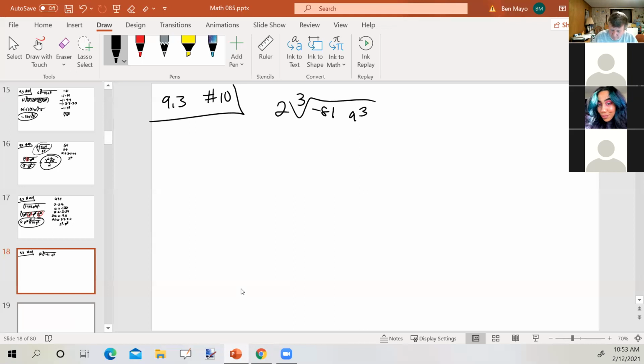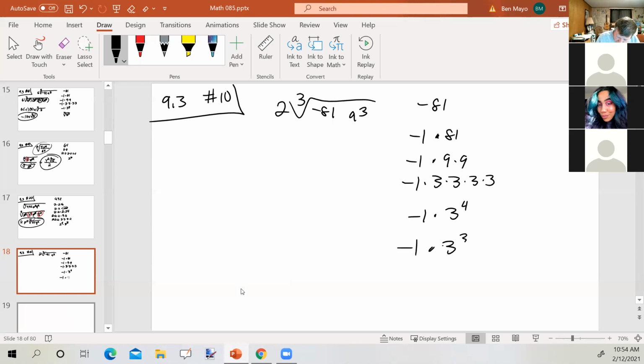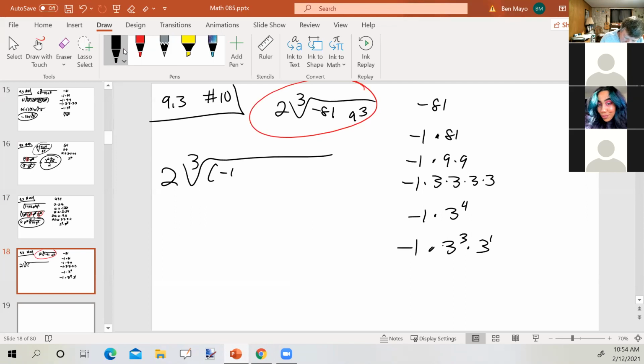All right. Negative 81 is negative 1 times 81 is negative 1 times 9 times 9 is negative 1 times 3 times 3 times 3 times 3 is negative 1 times 3 to the 4th power, which I could write as negative 1 times 3 to the 3rd times 3 to the 1 power. So what I've got, I'm going to rewrite this. I've got 2 times the cube root of negative 1 times 3 cubed times 3 times a cubed.